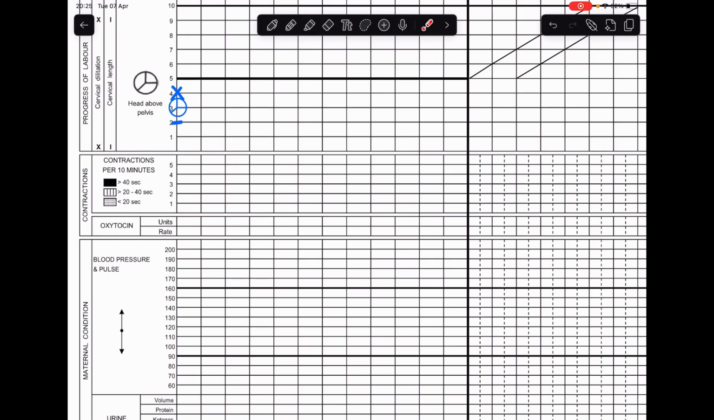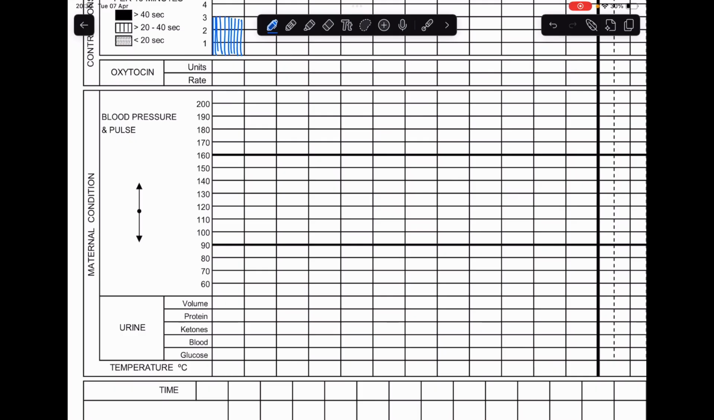Moving on to contractions. On examination, she had 3 contractions in 10 minutes that lasted 35 seconds. So we will be using this key to demonstrate that. Next, the maternal vitals. Her pulse, which was 88, will be recorded using a dot, and her BP, which is 120/70, will be illustrated using 2 arrows, the top representing systolic and the bottom representing diastolic.